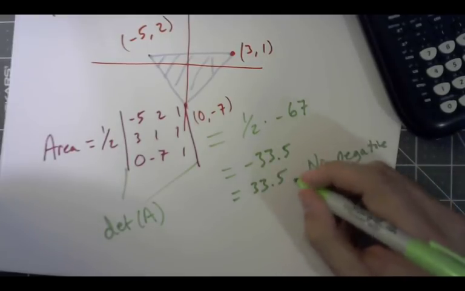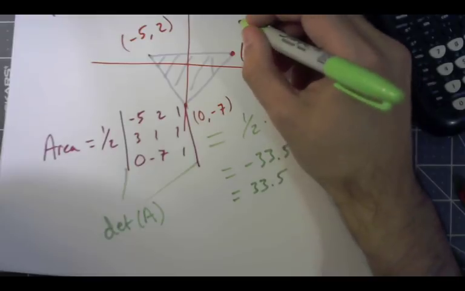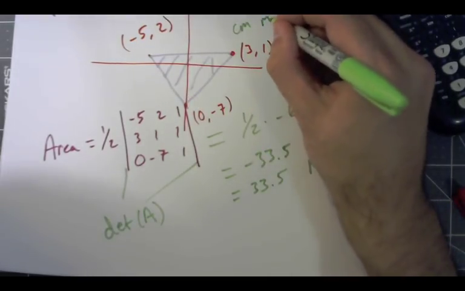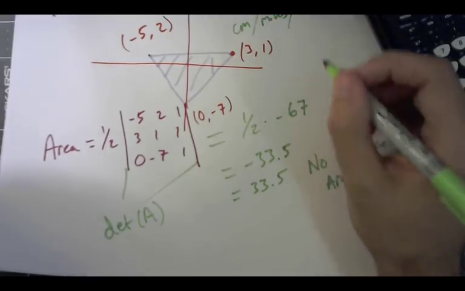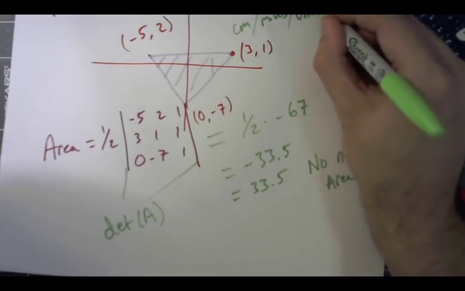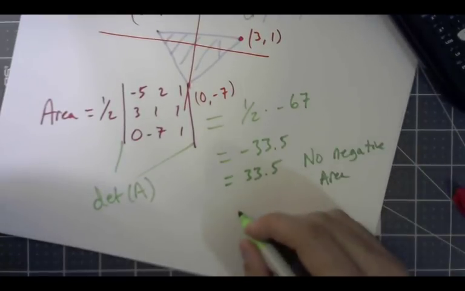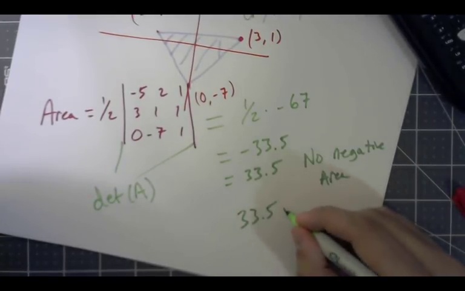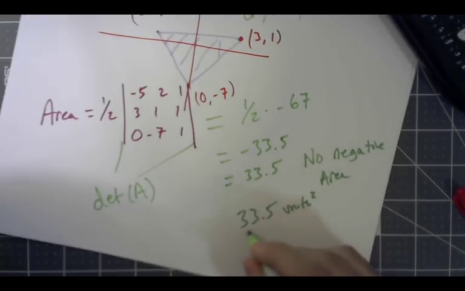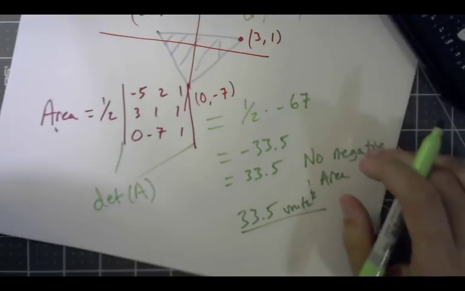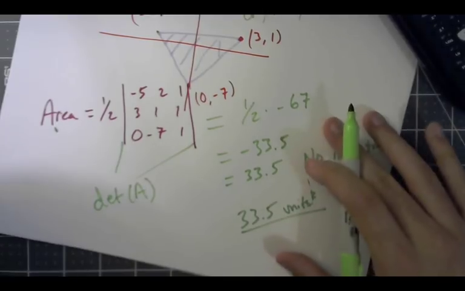And then lastly, I may have said these are centimeters, these are miles, or maybe even nothing, just units. And so we're going to write here 33.5 units squared because it's an area. Area is always going to be squared. And if I don't give you units, just put units squared.